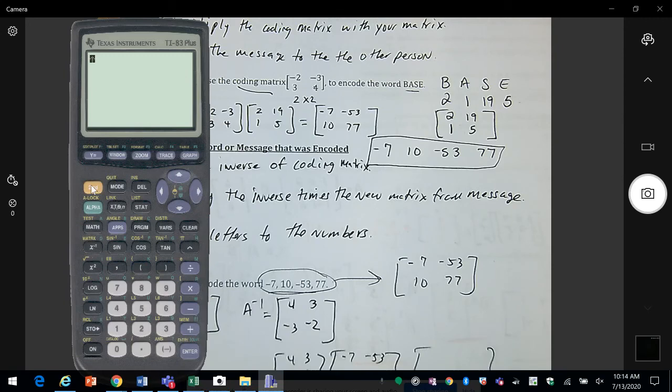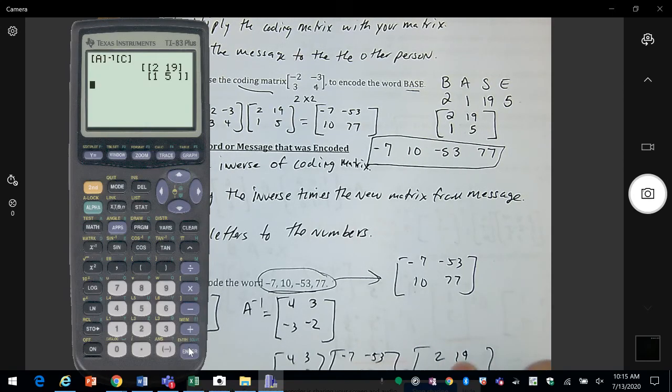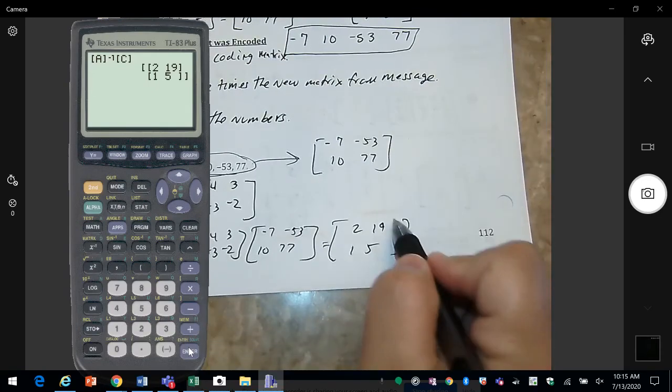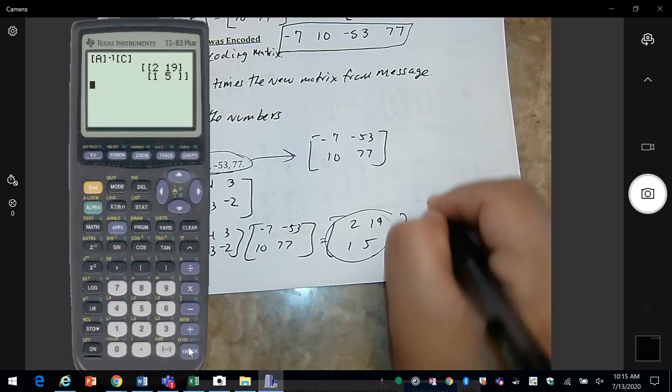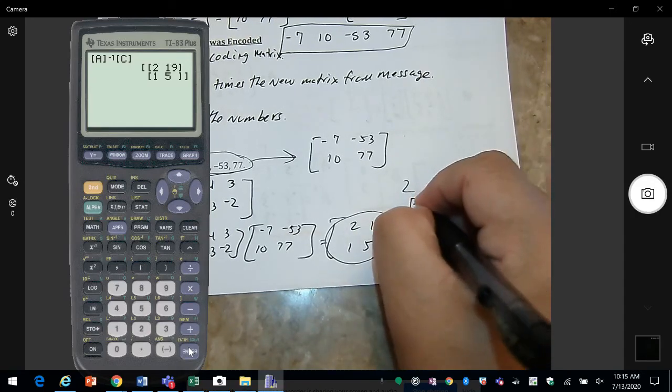Okay, so I'm going to multiply the inverse. So there's my inverse times my matrix C. And I get 2, 19, 1, and 5. So now we would take our answer here, and I'm going to write it as 2, 1, 19, 5. So this is BASE.